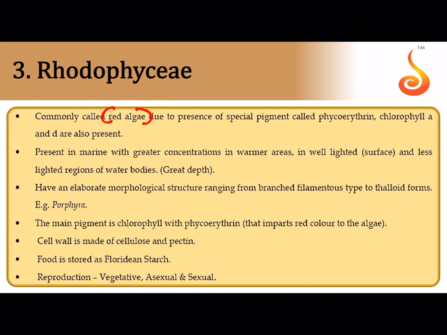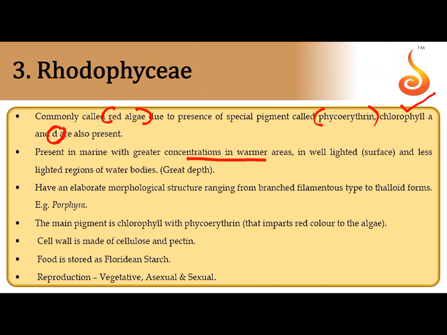Now unlike the brown algae and the green algae, they have their own red colored pigment that is also called phycoerythrin. They may also have a blue colored pigment called R-phycocyanin. R refers to specific to red algae. They also have chlorophyll A, and they have a special chlorophyll that is referred to as chlorophyll D. See the difference. In Chlorophyceae it was chlorophyll A and B. In Phaeophyceae it was chlorophyll A and C. In Rhodophyceae there is chlorophyll A and D.